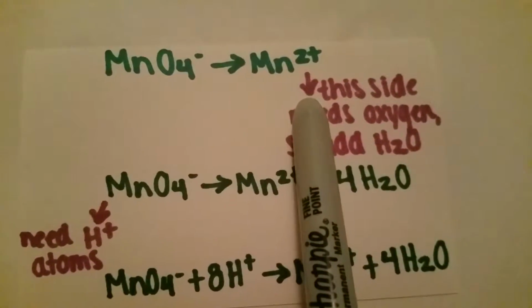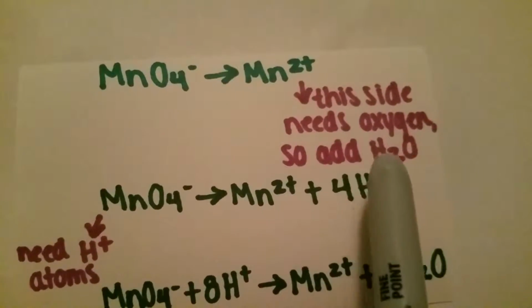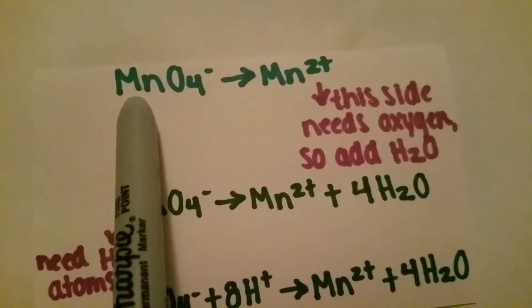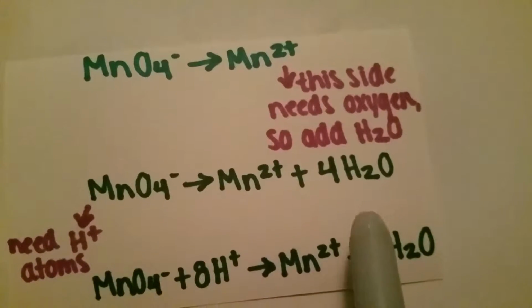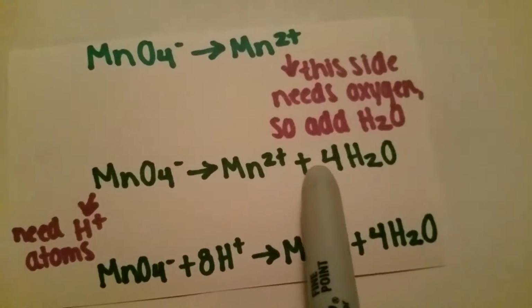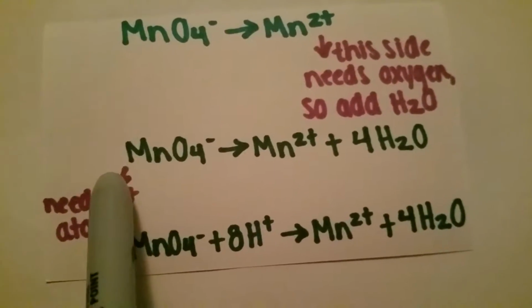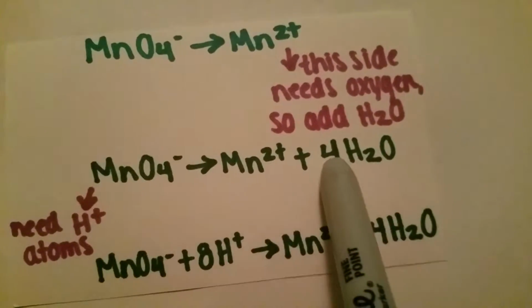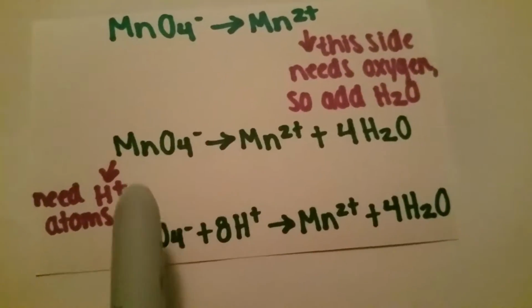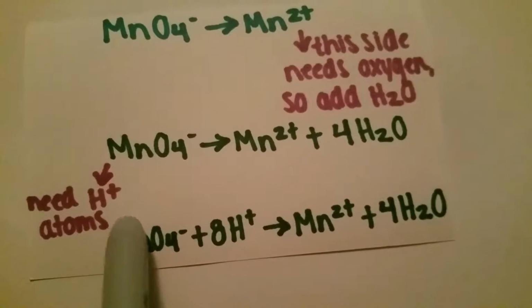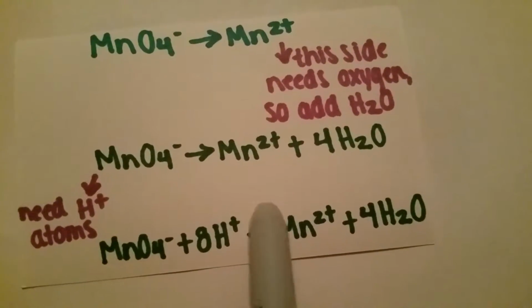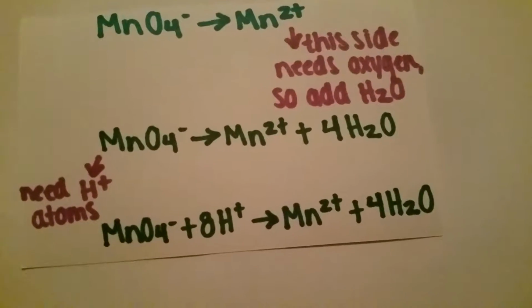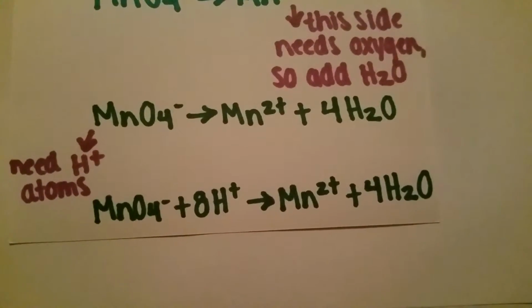We see that on this side we need oxygens, therefore we need to add water. Since there are 4 oxygens on this side, there will be 4 oxygens here, so there will be 4 waters on this side. Now, once we add waters, we see that we need hydrogen ions. So we have 8 hydrogens, so we need to add them. So it would be MnO4 negative plus 8H plus yielding to Mn2 plus 4H2O. Now we have a balanced equation.